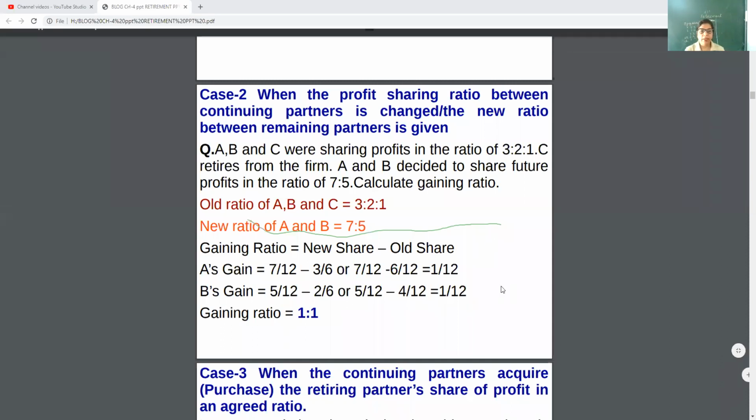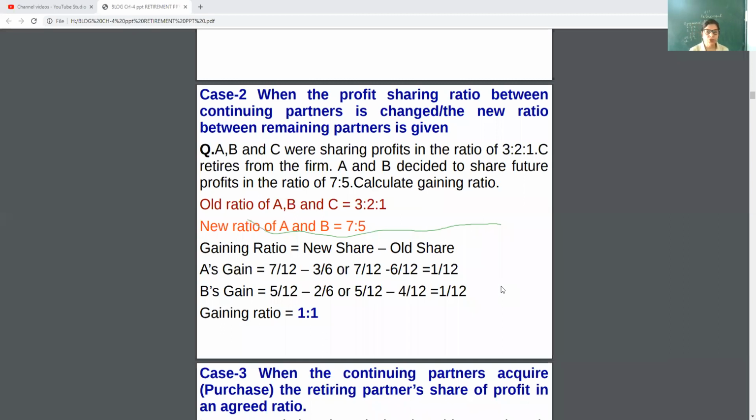A, B, C are partners in the ratio 3, 2, 1. C retires and A and B will share the future profits in the ratio of 7:5. So it's very easy now. The old ratio is given, that is 3, 2, 1, and C retires. Now A and B decided to share future profits in the ratio of 7:5.